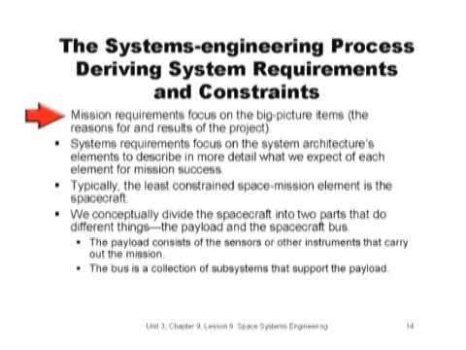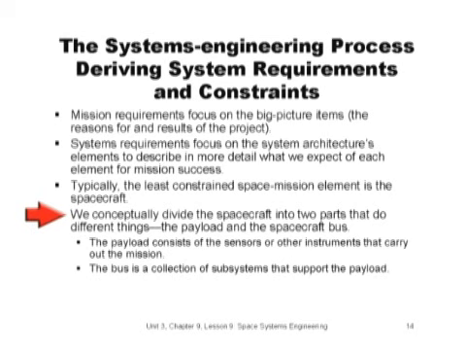Mission requirements center on the big picture items which are the reasons for and results of the project. Systems requirements focus on the system architecture's elements to describe in more detail what we expect of each element for mission success. Typically, the least constrained space mission element is the spacecraft.